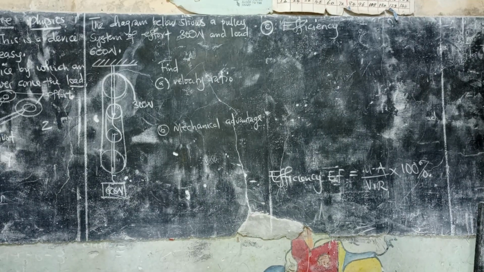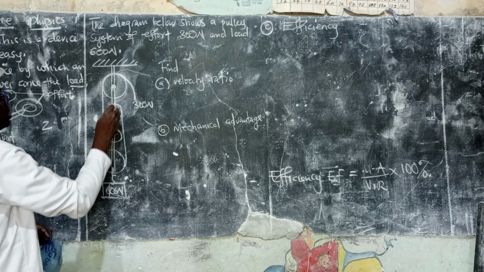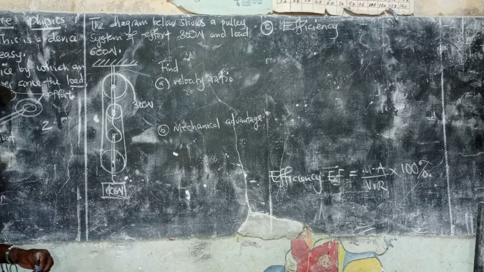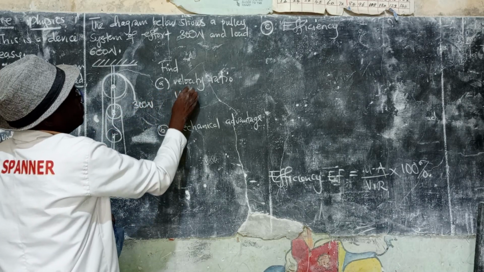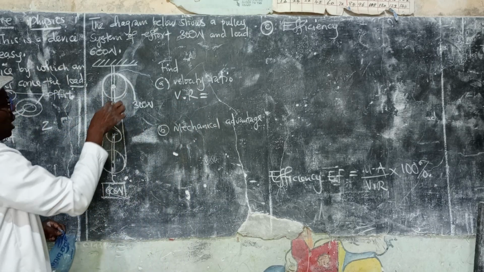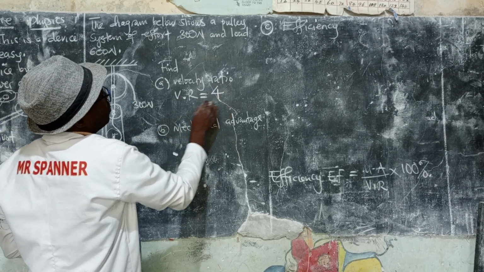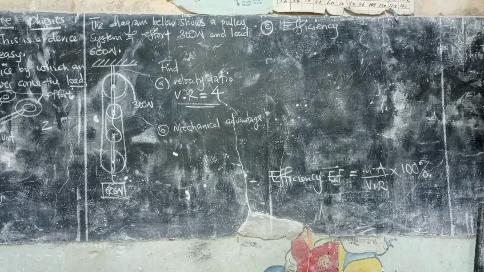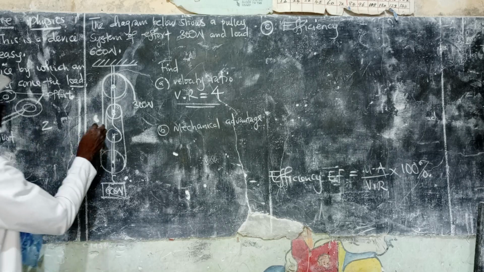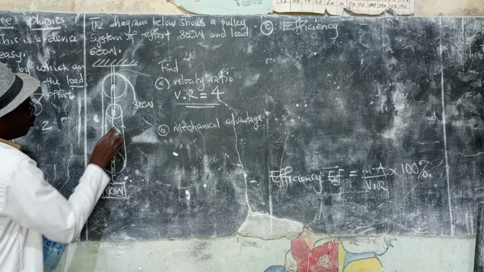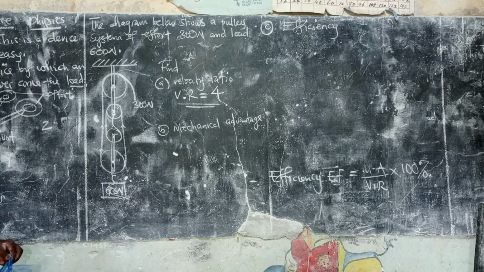So this question was saying, the diagram below shows a pulley system of effort 300 newtons and a load of 600 newtons. Then the question says, find the velocity ratio. What did I say about the velocity ratio for the pulley system? Velocity ratio of the pulley system is equal to the number of wheels. So VR in this case is 1, 2, 3, 4. So velocity ratio is 4. You just count the number of wheels or the number of ropes: 1, 2, 3, 4. That is the velocity ratio.